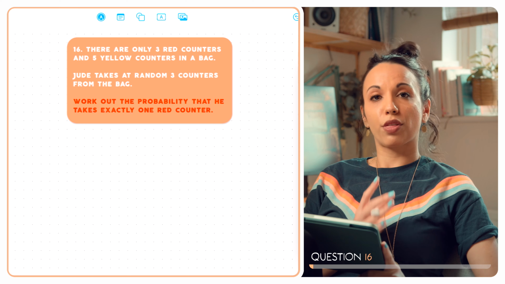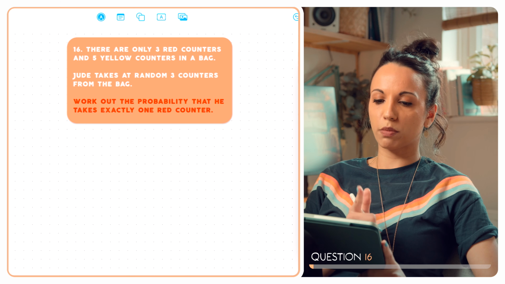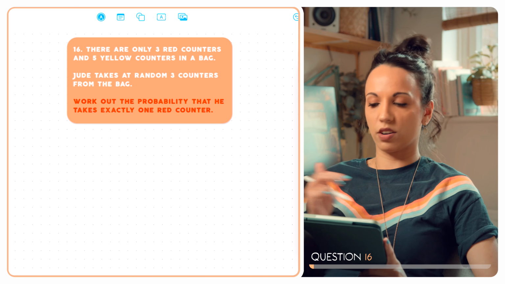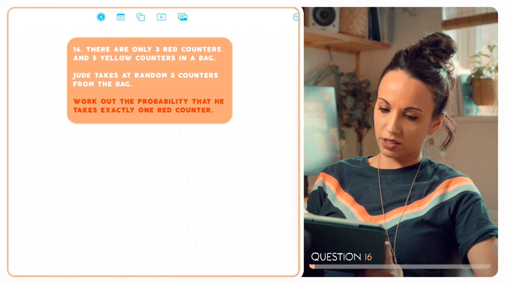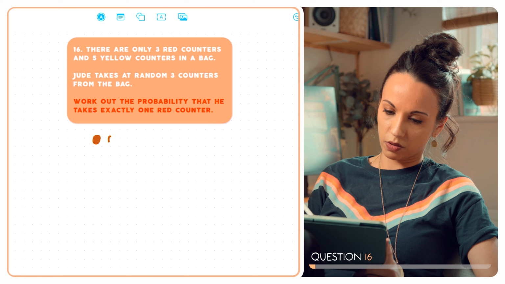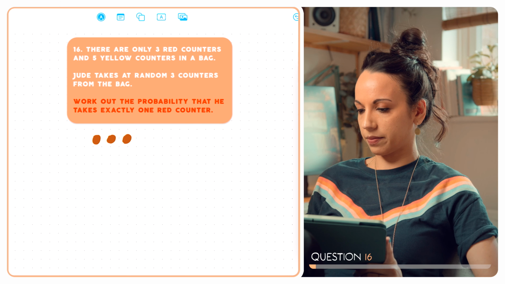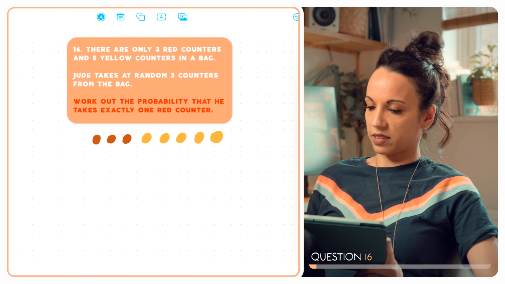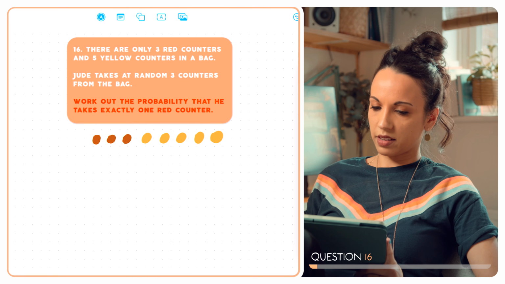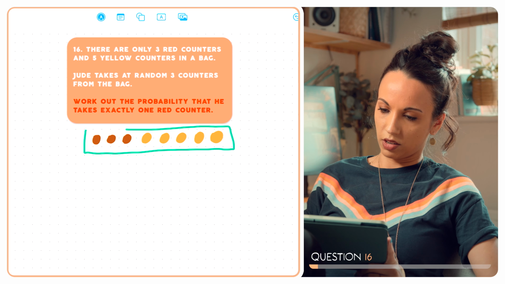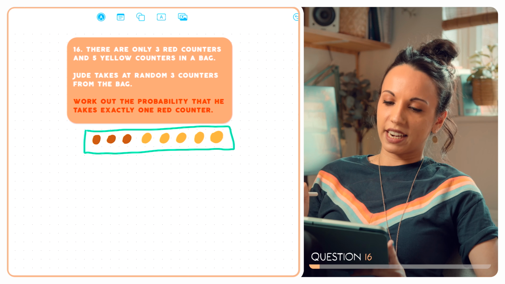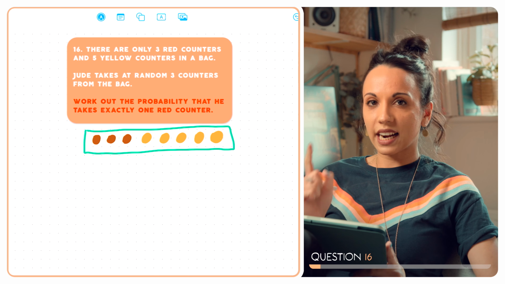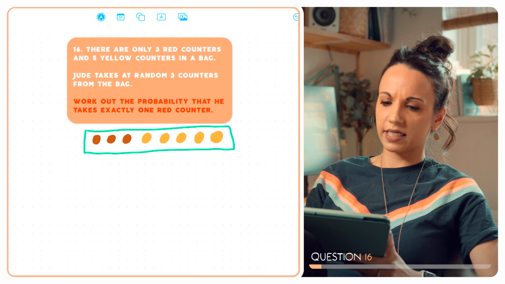Jude takes at random 3 counters from the bag. Work out the probability that he takes exactly 1 red counter. Okay, let's start this with a picture. So let's draw out his counters. So he's got 3 red counters and 5 yellow counters in his bag, which is a very long, thin bag, apparently. Okay, so if he's taking out 3 counters and we need that he takes out exactly 1 red counter, how many ways can he do this?